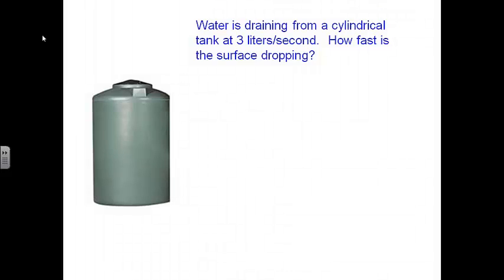Okay, water is draining from a cylindrical tank at 3 liters per second. How fast is the surface dropping? Well, first of all, we know dV dt. That is the rate of change of the volume. So the volume is draining out at negative 3 liters per second. I'm going to convert that into centimeters cubed, so negative 3,000.